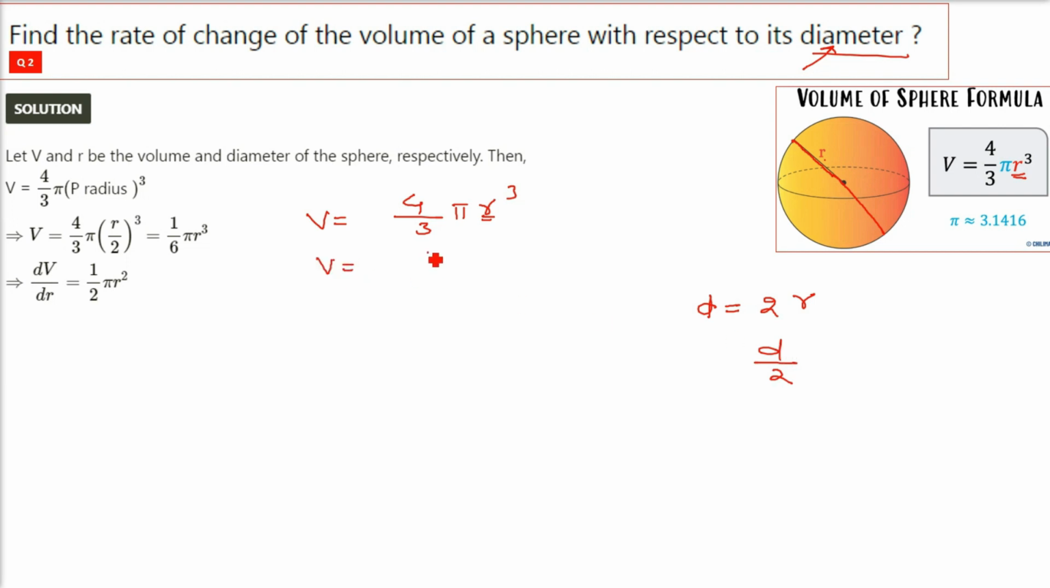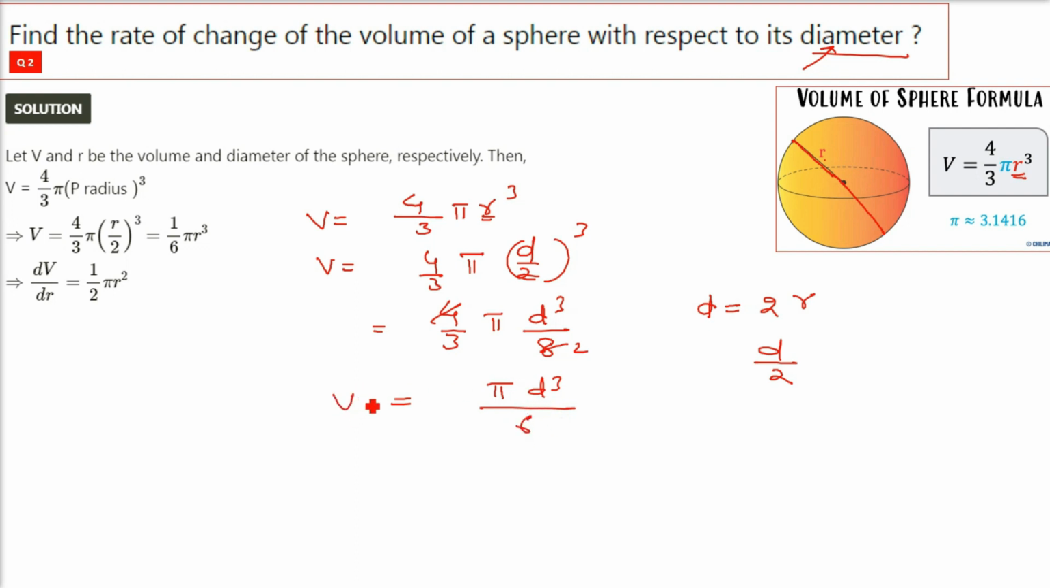So V is equal to 4 by 3 pi, in place of radius, diameter by 2 whole cube. So what do you get? 4 by 3 pi d cube divided by 8. So 4 twos are 8, you get pi d cube by 6. Now you can replace this d by 2r anytime, it will be 2r whole cube. So dV by dd you have to do.